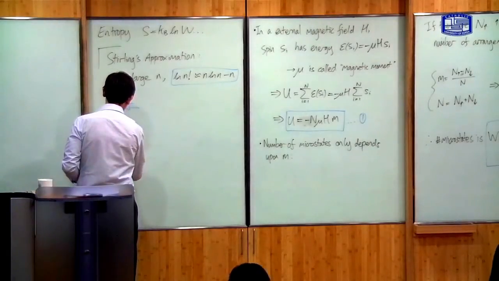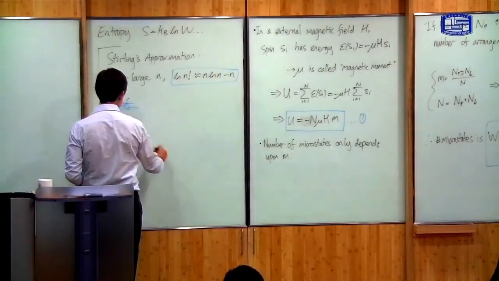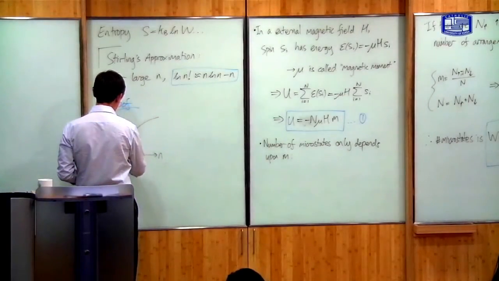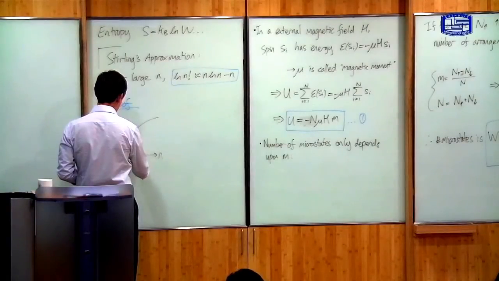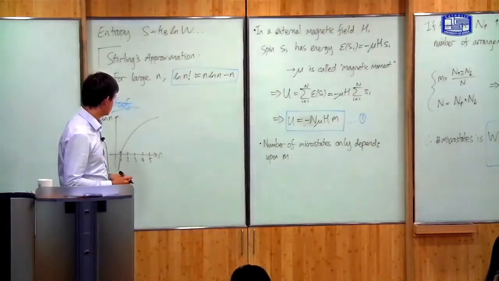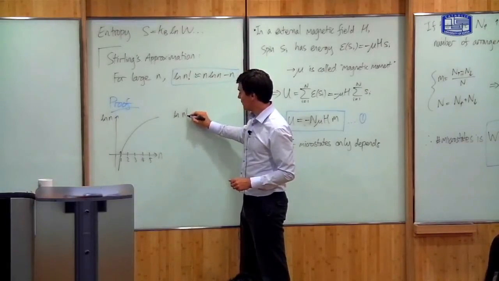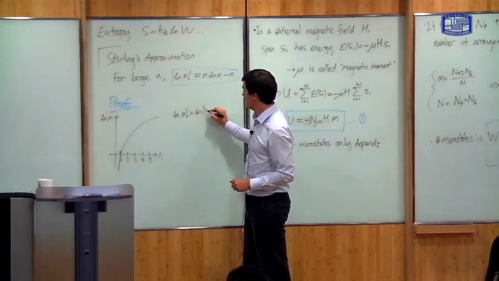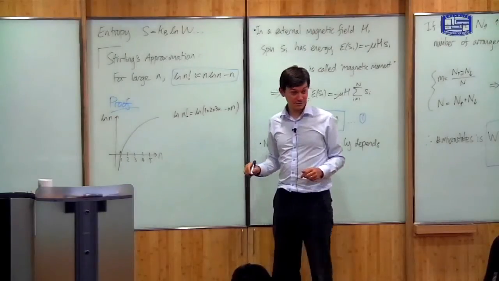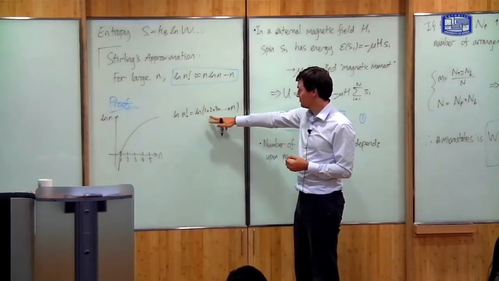Okay, so let me just plot it first of all. If I plot the function log of n as a function of n, then you all know it looks something like this, right? It goes through 0 at the point 1, then 2, 3, 4, 5, and so on. So what's log of n factorial? Log of n factorial is the log of 1 times 2 times 3 all the way up to n. This is just the definition of factorial.